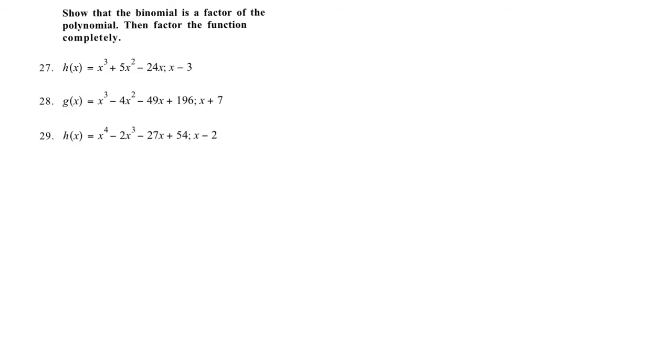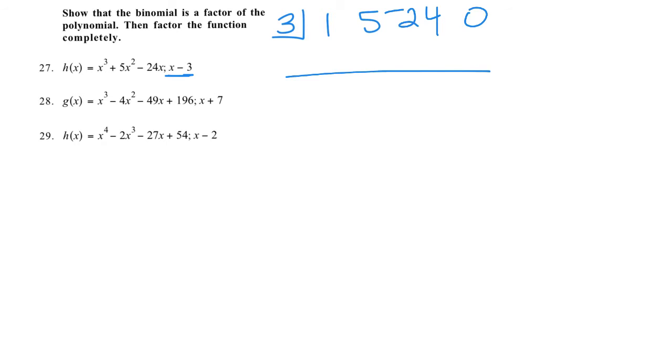The next set of problems show that the binomial is a factor and then factor completely. So we're going to do synthetic substitution. If it's x minus 3, I'm going to put in a positive 3, and my coefficients are 1, 5, 0 for the missing, 24, and then 0. Negative 24, and then 0, because you don't have a constant. So we get 1, 3, 8, 24, 0, 0, 0.